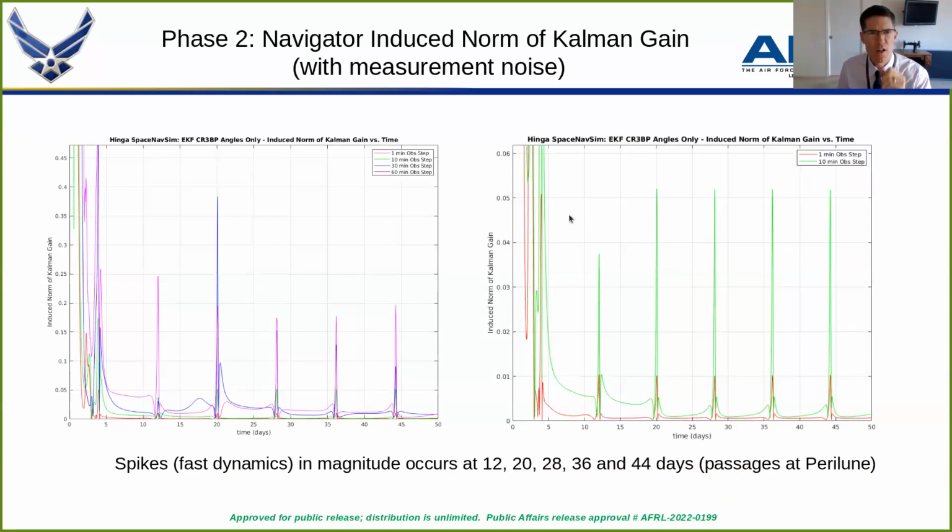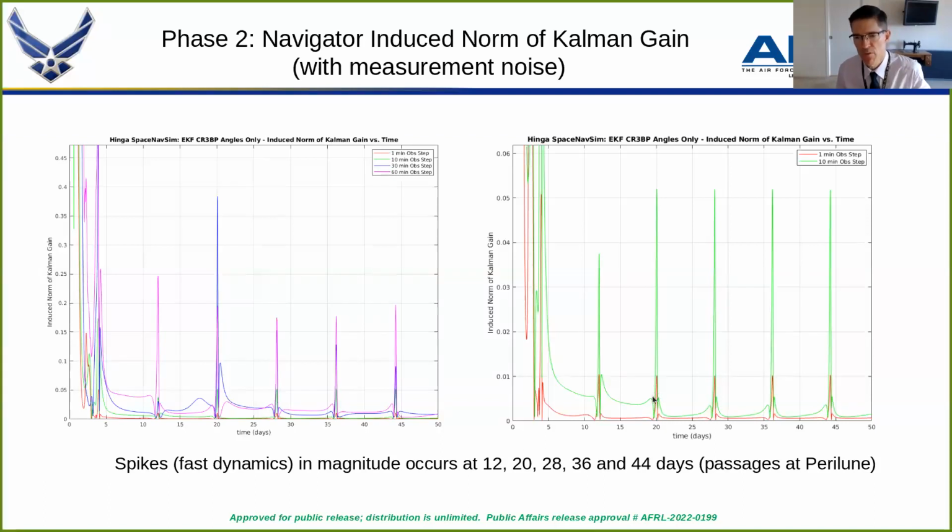Okay, let's look at some Kalman gain. Just a really quick look at the Kalman gain performance. We can see the spike in the Kalman gain of the navigator occurs every 8 days, 12, 20, 26 roughly, 35, 45 for the tempo of 1, 10, 30, 60-minute ob steps. We zoom in on the 1 and 10 on the right. We see the performance of the 1 and 10 Kalman gain.